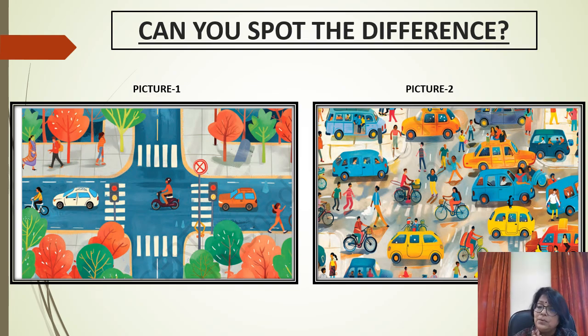So we concluded that in order to run traffic in a systematic and organized manner, we require certain rules. And we also concluded that it is not only to run traffic, but in order to run any society, any institution, any school, or any country, we require some rules and regulations.